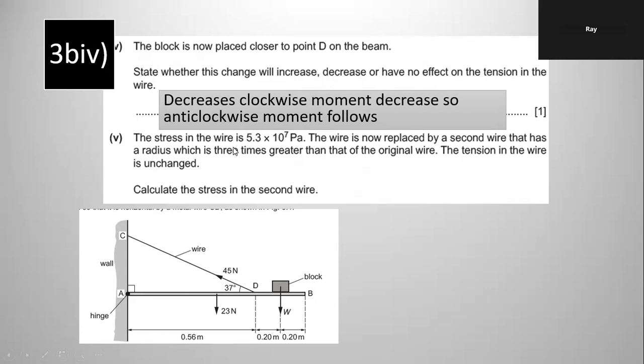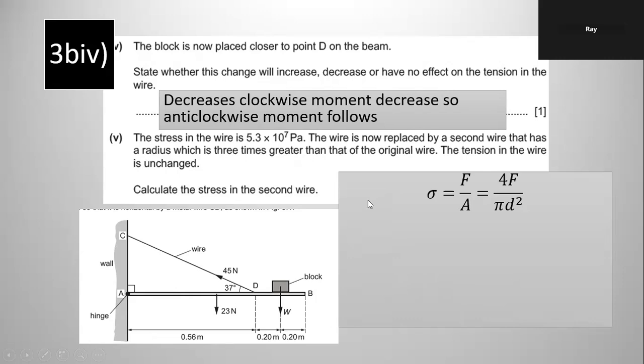Okay, now they try to involve another topic. The stress in the wire is given. The wire is now replaced with a second wire that has a radius 3 times greater than that of the original wire. Tension in the wire is unchanged. Calculate the stress in the second wire.